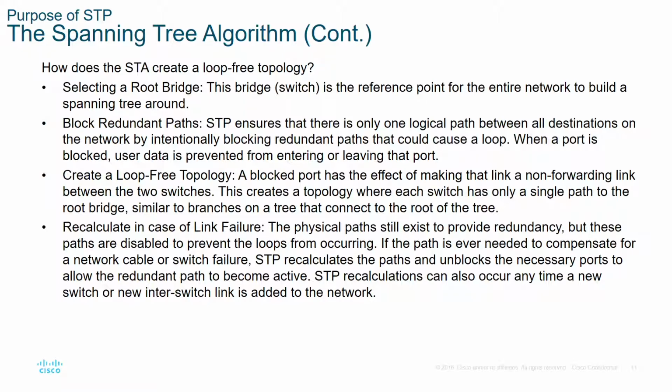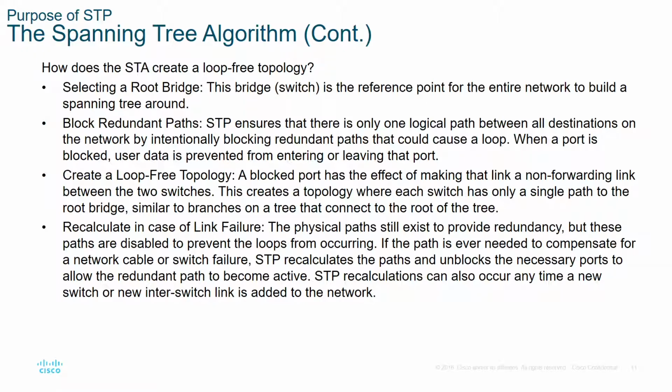So create a loop-free topology. A blocked port has the effect of making that link a non-forwarding link between two switches. This creates a topology where each switch only has a single path to the root bridge, similar to branches on a tree that connect to the root of the tree. So we speak of spanning tree protocol. There's only one root bridge at the base of the tree, and everything only has one pathway to that particular switch, to that particular root.